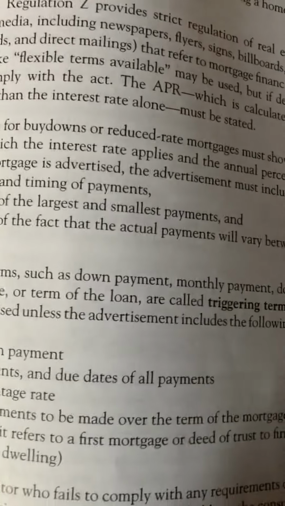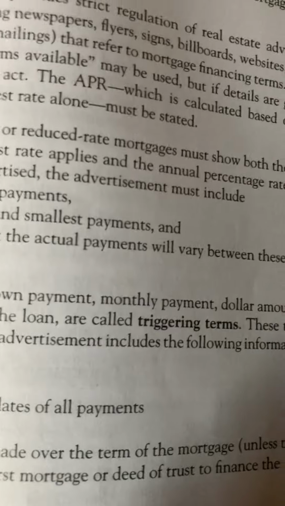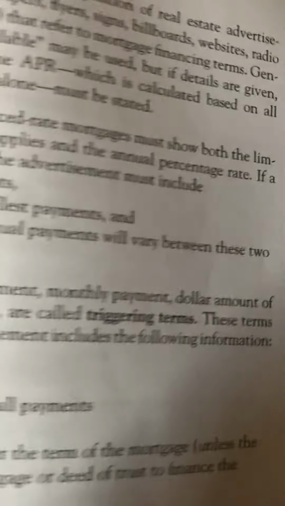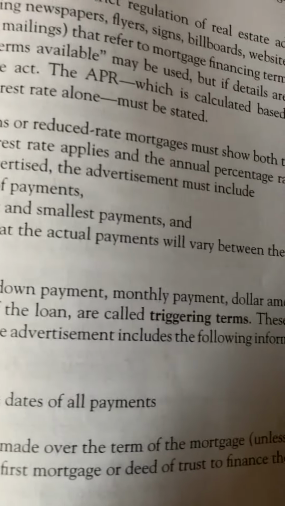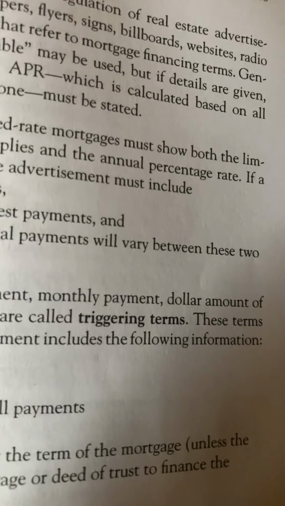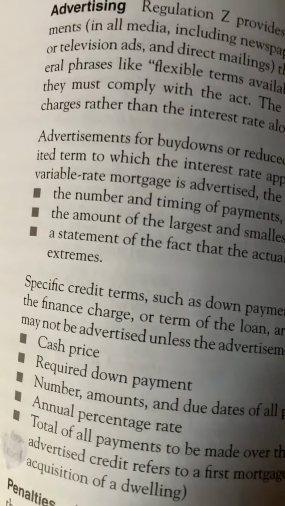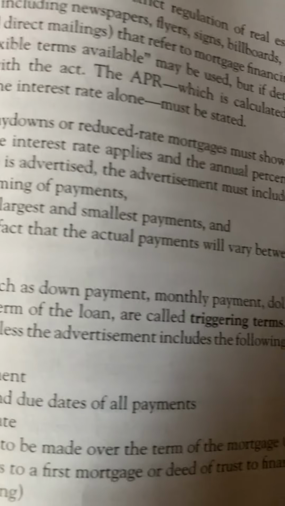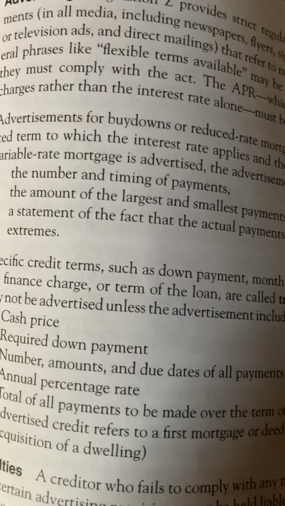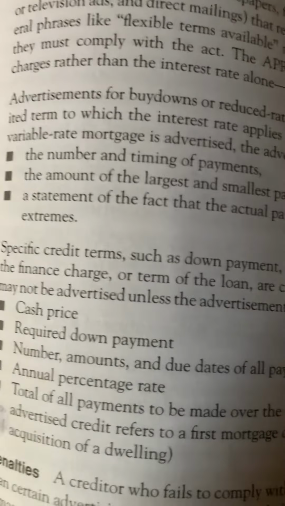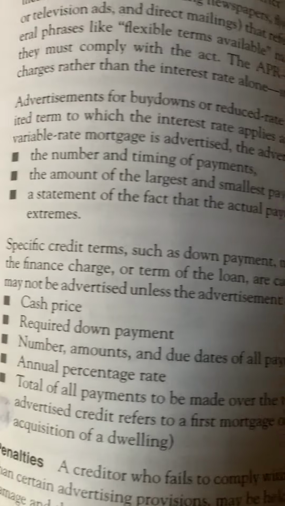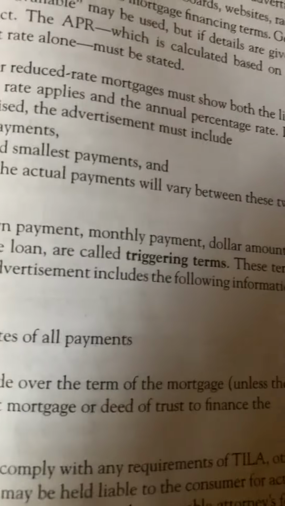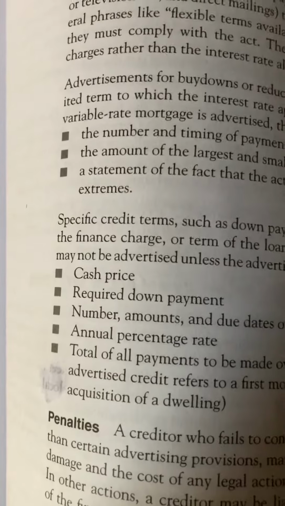Advertisements for buy-downs or reduced rate mortgages must show the limited term to which the interest rate applies and the annual percentage rate if a variable rate mortgage is advertised. The advertisement must include the number and timing of payments, the amount of the largest and smallest payments, and a statement of the fact that the actual payments will vary between these two extremes.